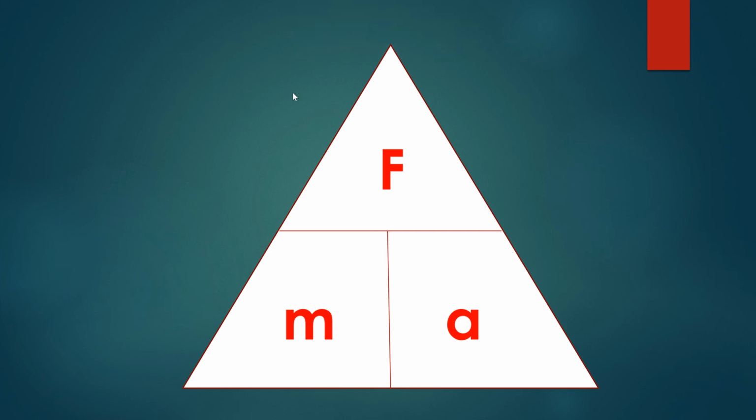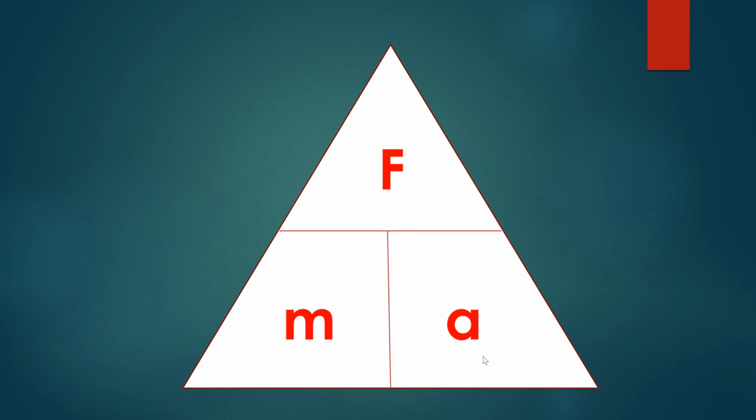Okay, so here we have our pyramid, and we have the F on top, and the M and the A on the bottom. So basically, what you are going to do to use this pyramid, if you want to use it, is figure out what you are looking for first. So if you're looking for the F, for the force, you are going to cover the F with your hand, and what is left? The M next to the A, which means the M times the A.